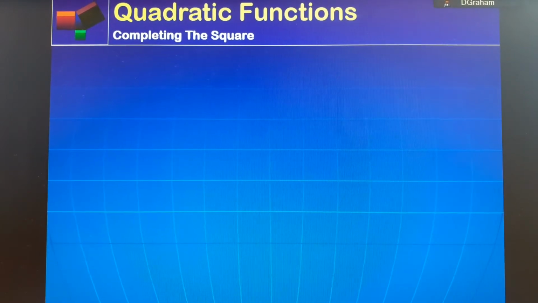Good morning, and today we're going to be completing the square. Now this is not entirely new. You have done this at National 5, and I will begin by revising what you should already know from National 5, and then I will show you how we take it just a little bit further into a higher level completing the square question.